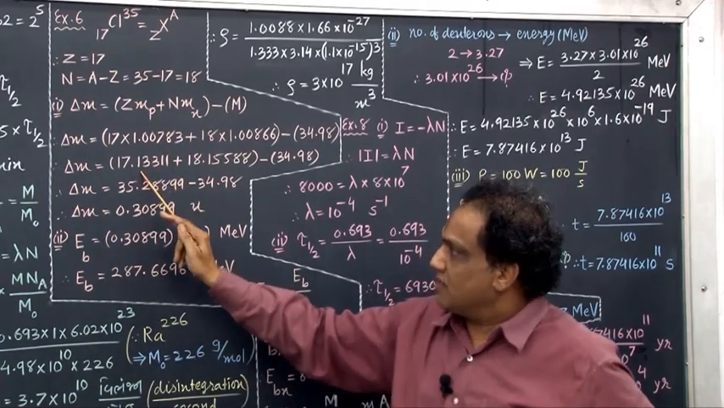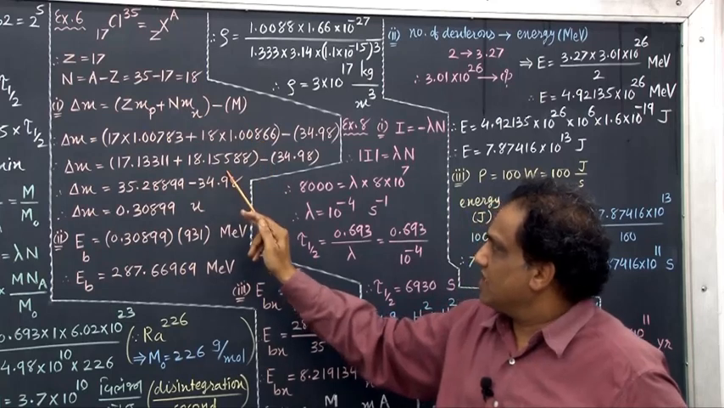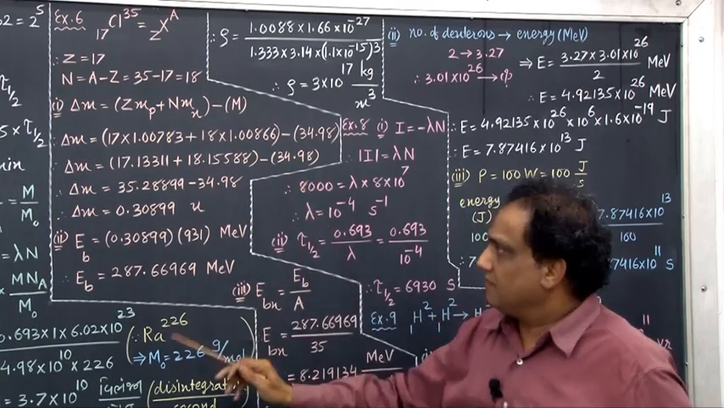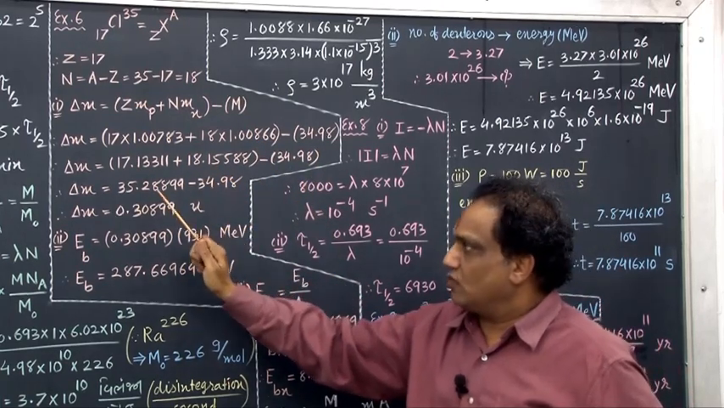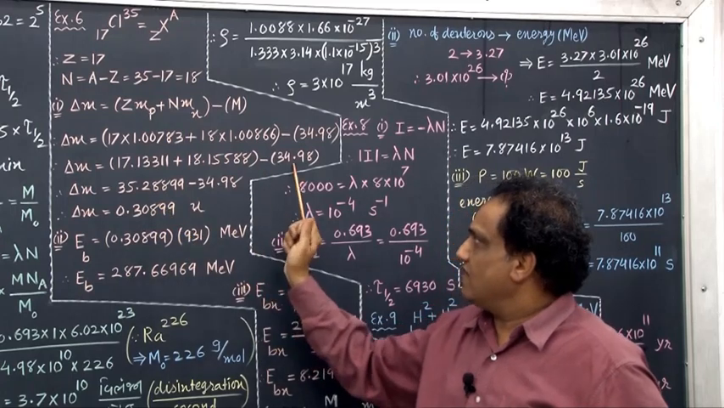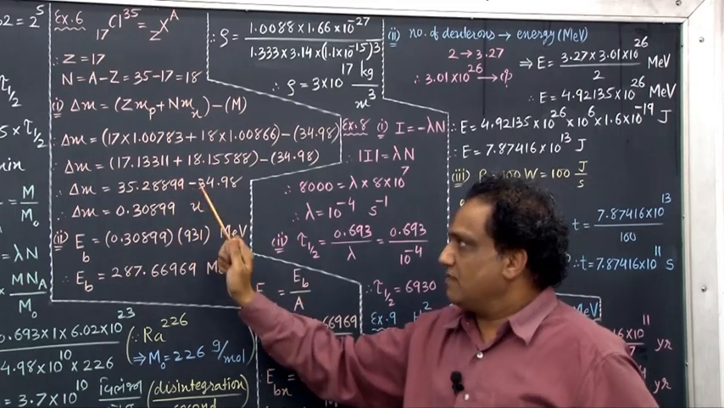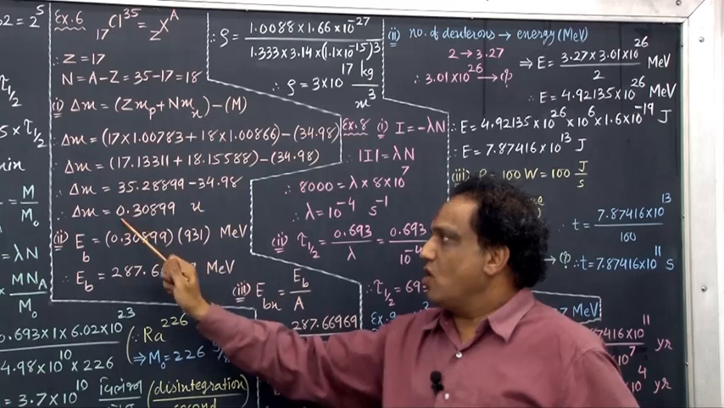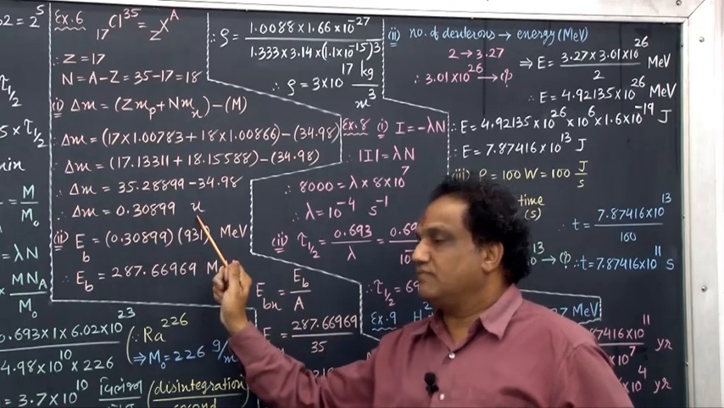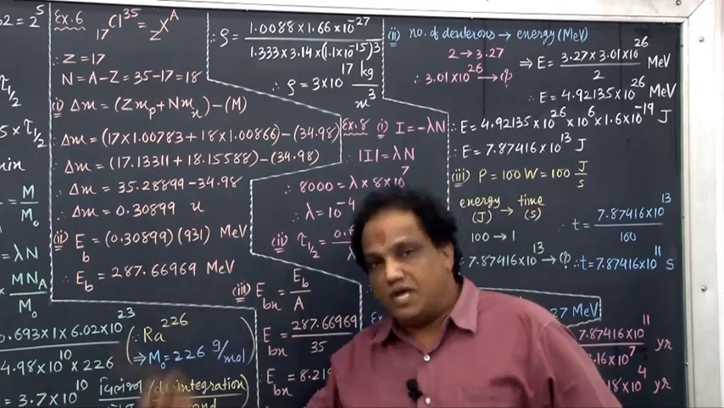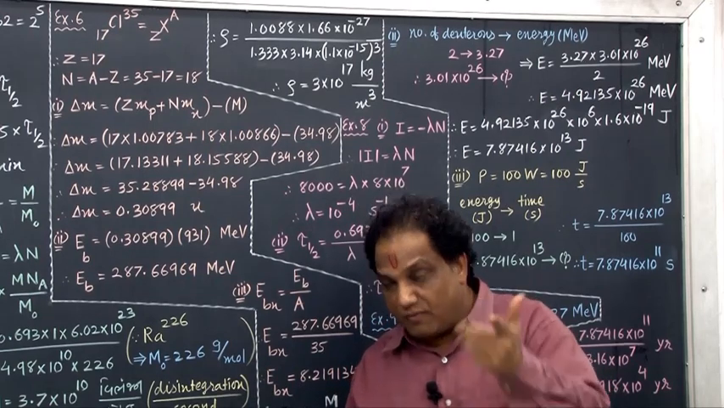This into this is this much, this into this is this much, minus this term as it is. Addition of these two values comes out to be this much, minus the same value written here, and now this minus this comes out to be 0.30899 atomic mass unit. And now, what is the binding energy formula?